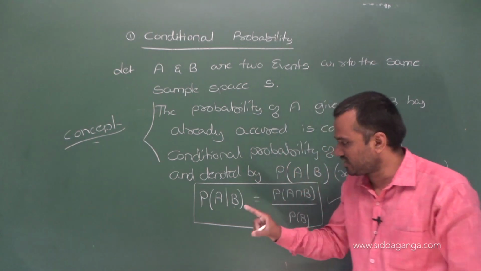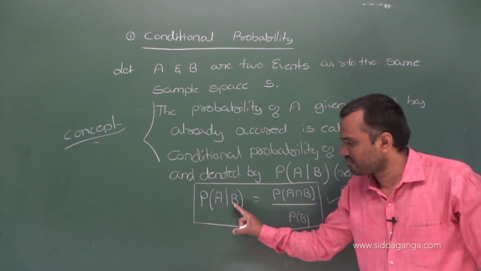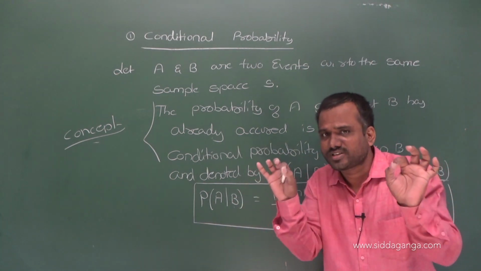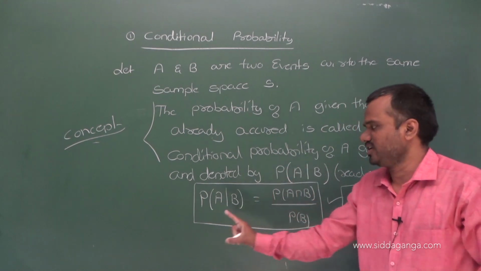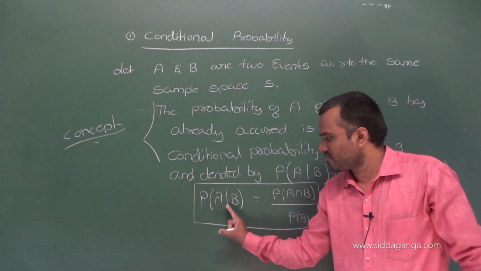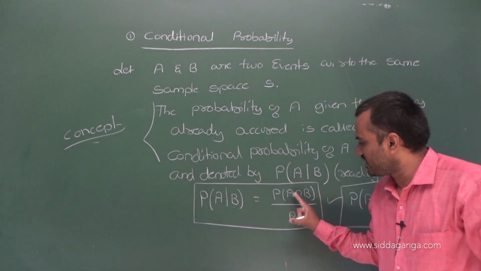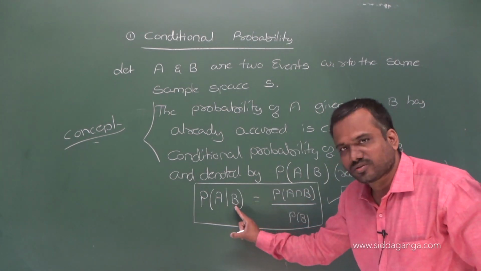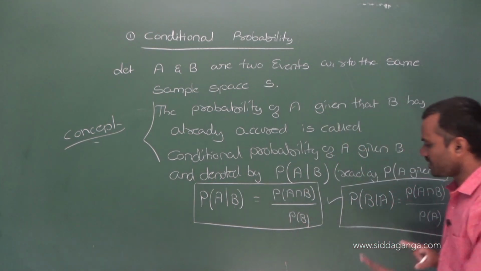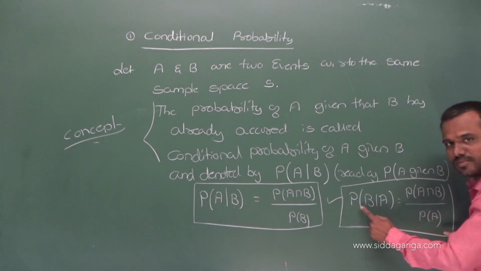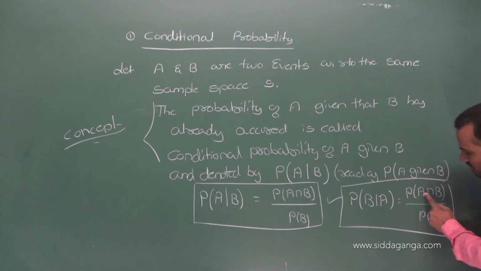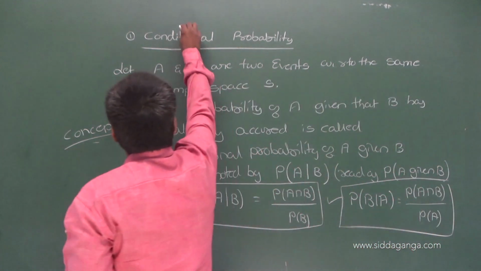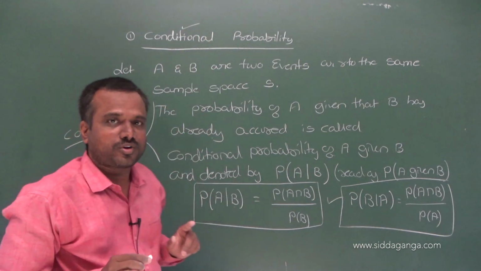What is the definition? P of A given B, in a very simple manner. The definition is P of A given B is equal to P of A intersection B divided by P of B. Here the last letter given is B, that's why B. If you want P of B given A, it is P of A intersection B divided by P of A. This is the definition of conditional probability.